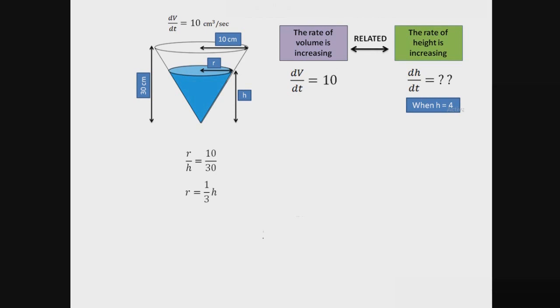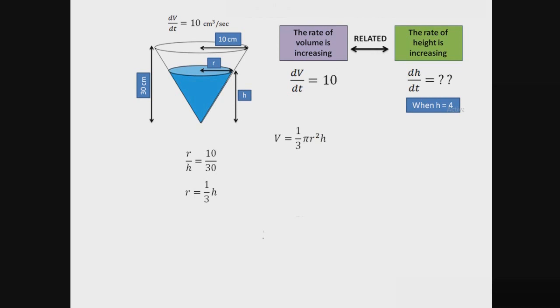In order to solve this related rates problem, we must first know the volume of the conical container shape. According to the solid geometry formulas, the volume of a cone is V equal to 1 over 3 pi r squared h. Notice that in this formula we have three different variables, which are V, r, and h. Since our interest is to find the rate of height, dh over dt, we need to find the r value to substitute back in the formula.